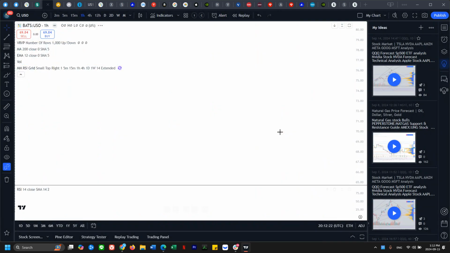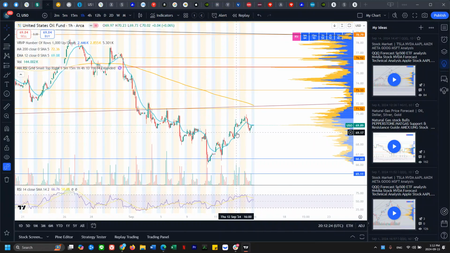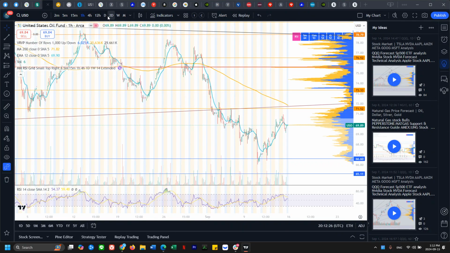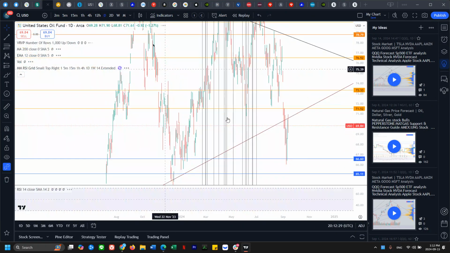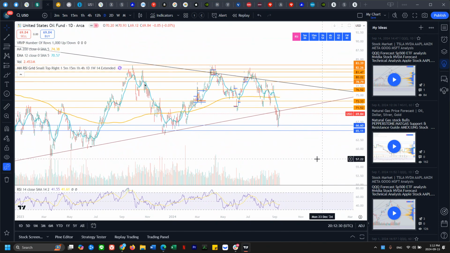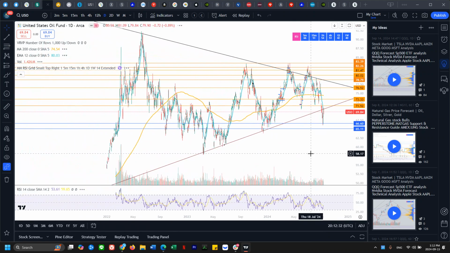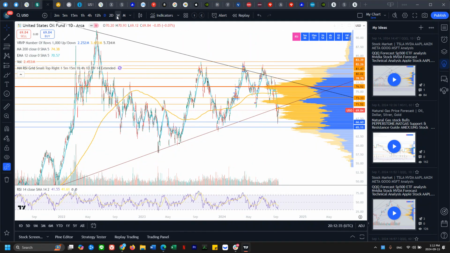Oil. Oil is okay. It broke out to the bear side on that equilibrium we talked about last week, right? This tiny range that's been tightening up for many years. Let's go to the weekly. It's more clear.